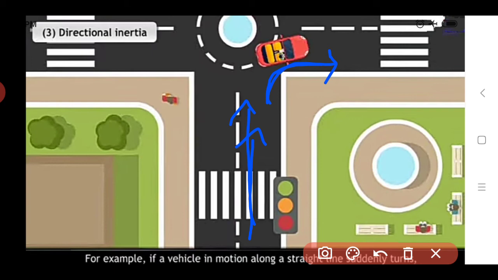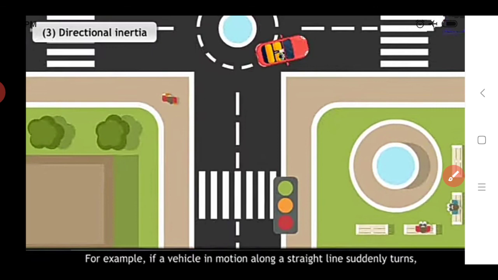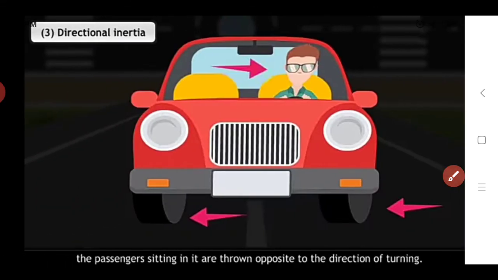Inertia is the ability of an object to remain in its state as it is. So during this turn, this man does not change his direction, because he remains in motion in the same direction. Suddenly there is a change in the direction of the motion, and due to this, the man sitting inside gets pushed toward the opposite side of that direction. So why has this happened? This has happened due to directional inertia. Which type of inertia is present in that example? That is directional inertia.